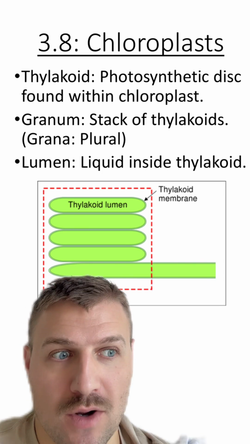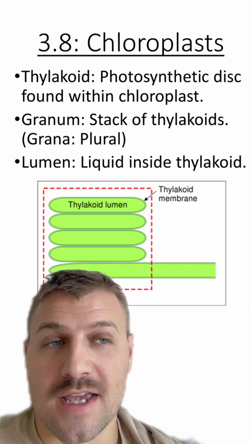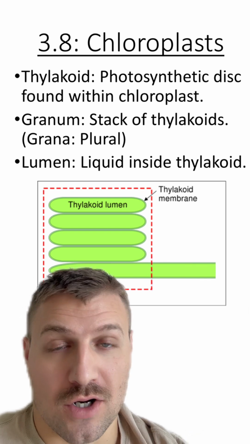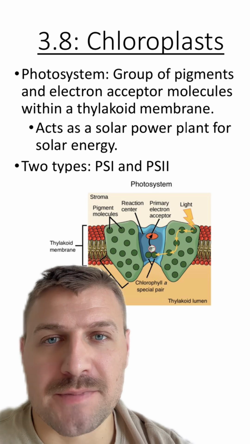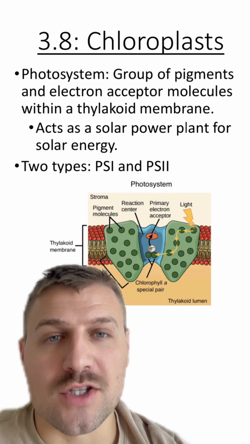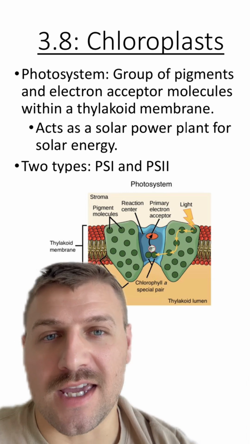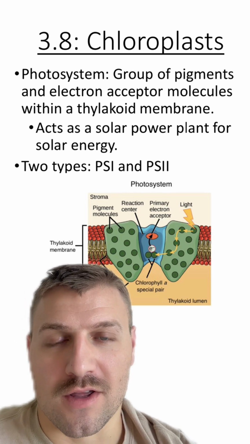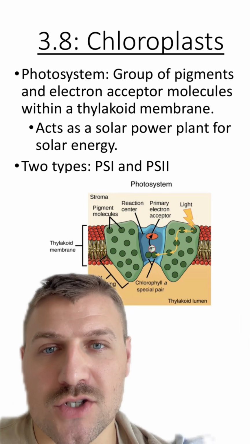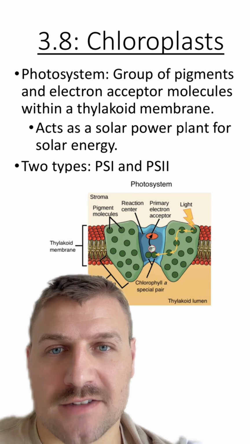It's important to remember all these locations because in the next couple sections we're going to be learning about the processes and we have to know where these processes occur. Within the chloroplast, we have something called a photosystem, which is a group of pigments and electron acceptors that are going to be inside the thylakoid membrane. These are going to act as basically a solar power plant for the chloroplast. And there are two types, photosystem 1 and photosystem 2. We'll get into the differences in the next couple sections.